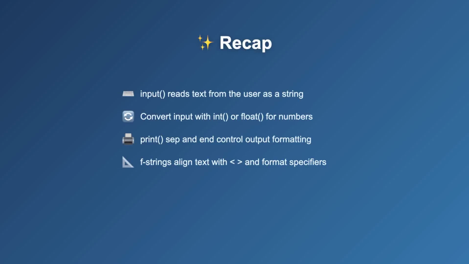Let us recap user input and output. Input reads text from the user as a string. Convert input with int or float for numbers. Print sep and end control output formatting.